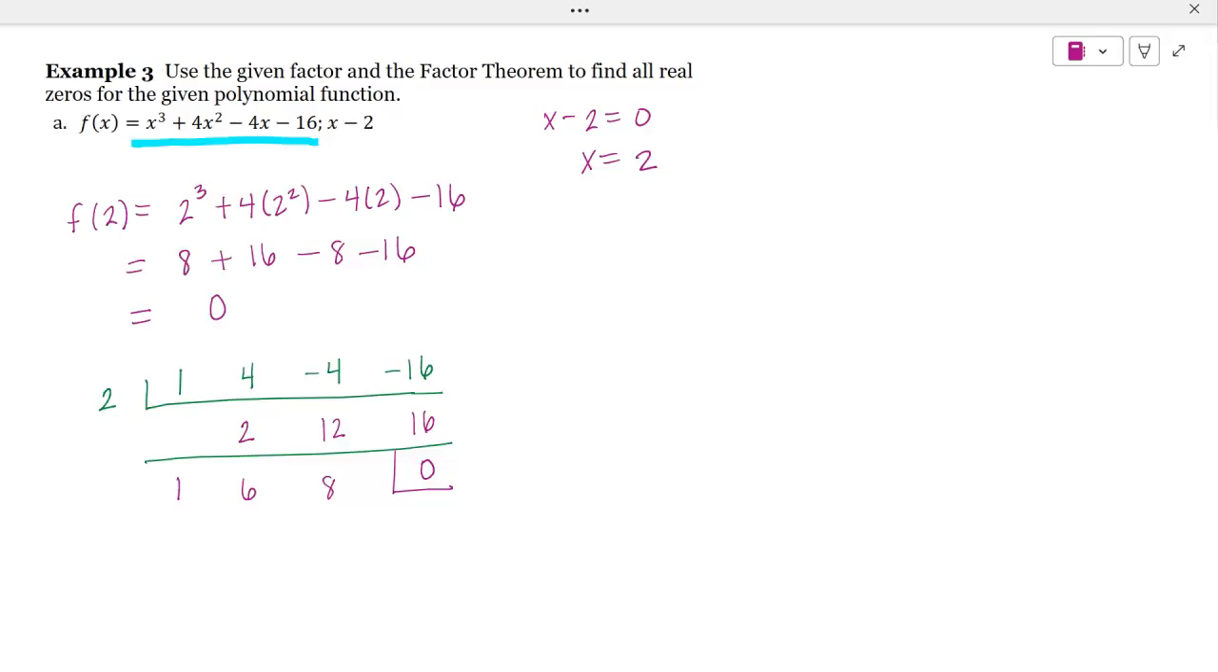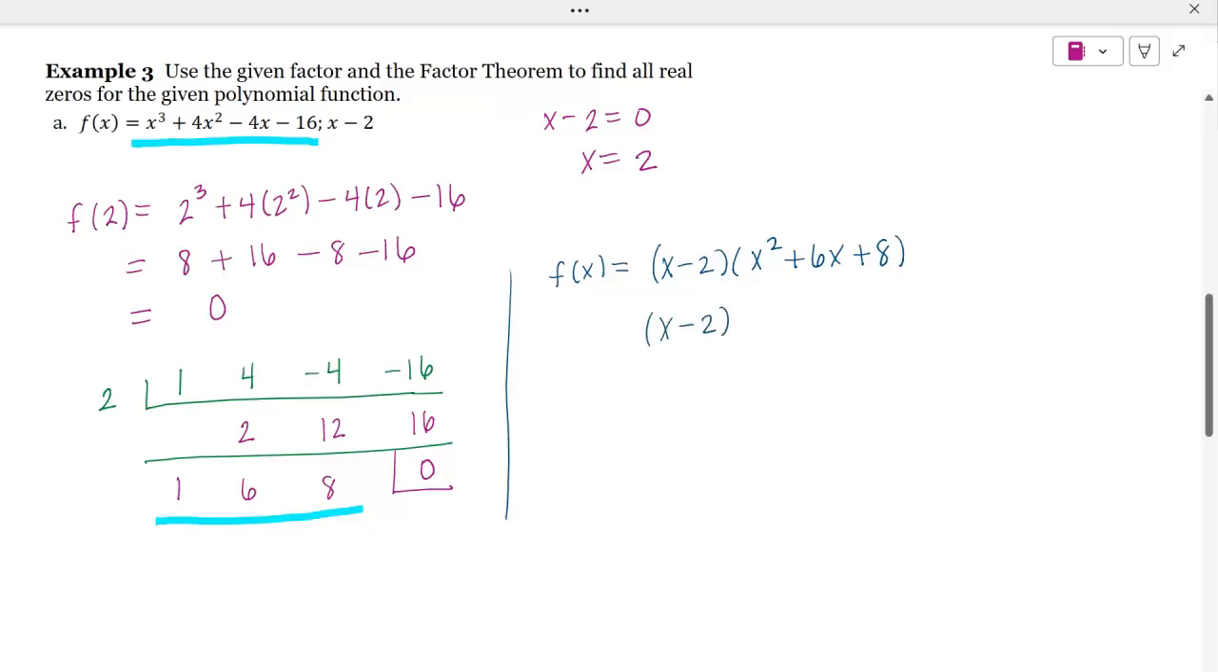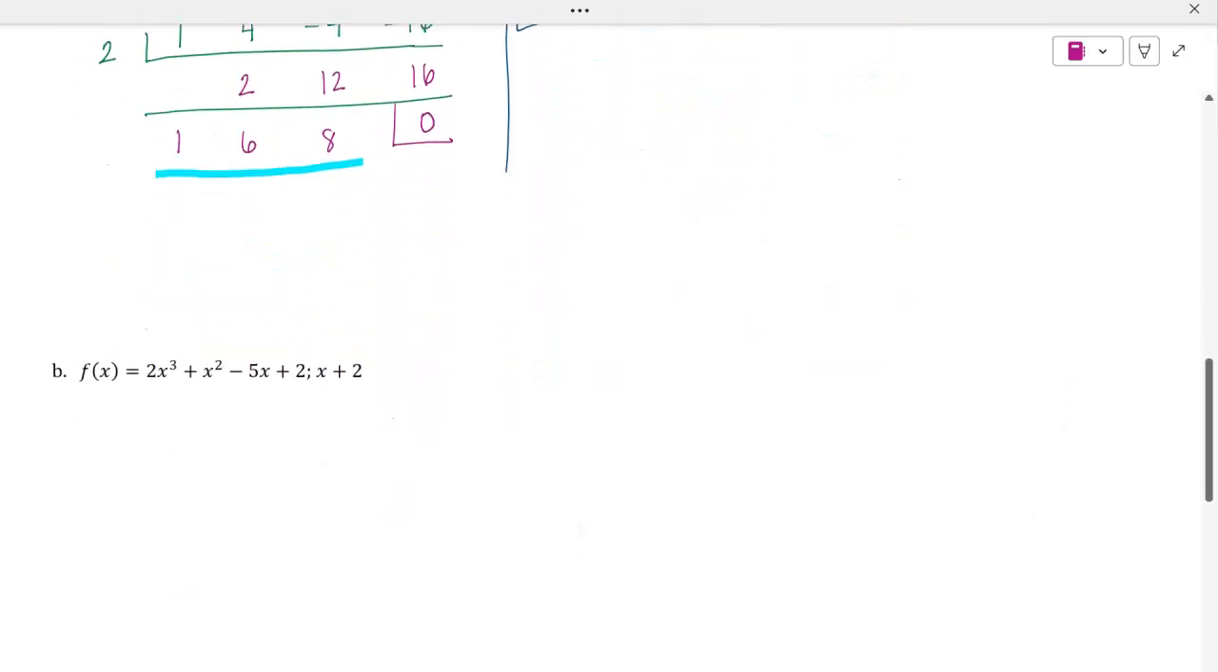So rewriting the original, our original polynomial now is x minus 2 times, these are the coefficients of our new polynomial, x squared plus 6x plus 8. And we know how to factor that into x plus 4 and x plus 2. This is really helpful if we're trying to graph this, because now we can easily find the 3 x-intercepts of the original polynomial. Let's look at another example.